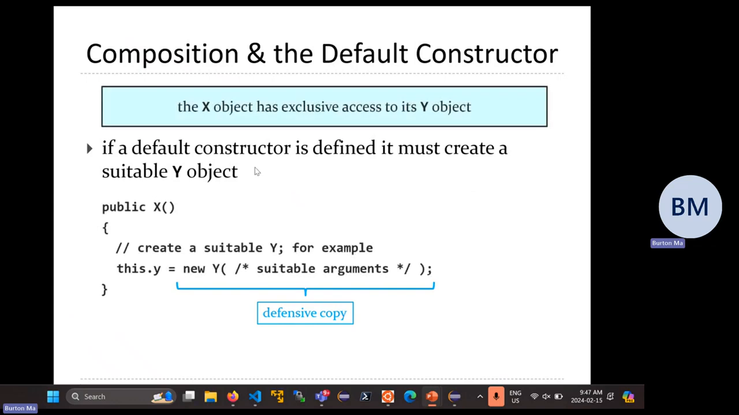Okay, so in your no argument constructor, this isn't really an issue. The no argument constructor typically has to assign a value to all of its fields. So if X has a Y, you're going to write this Y equals new something, make your Y object and away you go. That's not really a defensive copy. It's just the way the no argument constructor has to work.